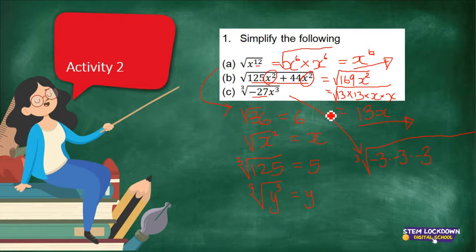And when it comes to x, x times x times x. So which number did you cube to get negative 27? The answer must have been negative 3x.